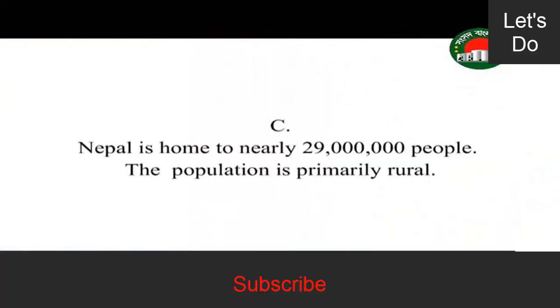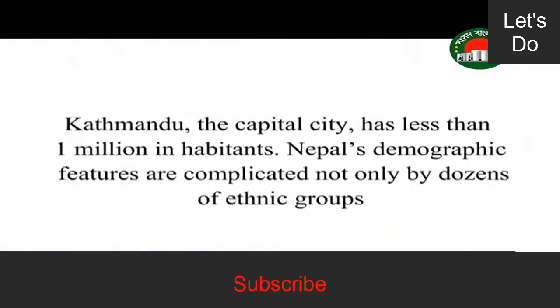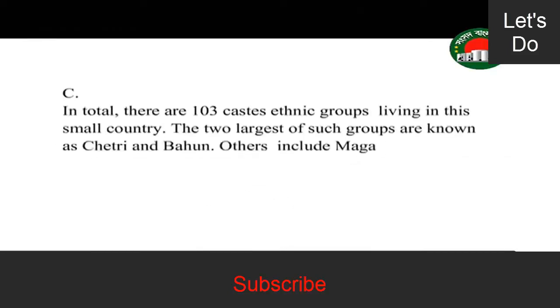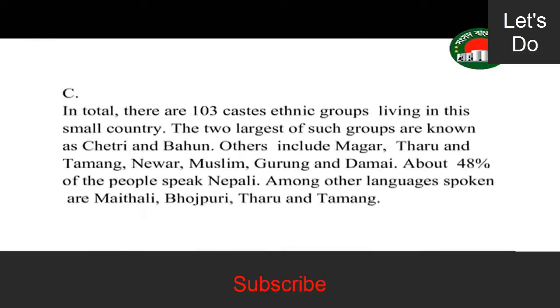The population is primarily rural. Kathmandu, the capital city, has less than 1 million inhabitants. Nepal's demographic features are complicated not only by dozens of ethnic groups. So in total, there are 103 castes and ethnic groups living in this small country. The two largest of such groups are known as Chhetri and Bahun. Then others include Magar, Tharu and Tamang, Newar, Muslim, Gurung and Damai. About 40% of the people speak Nepali.